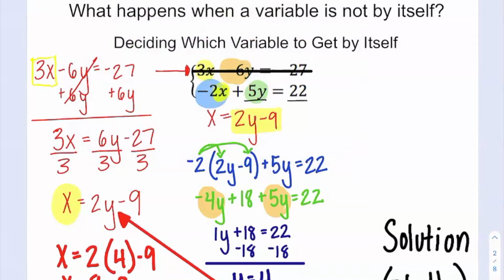So the first step that we had to do here was find the variable to get by itself. Once you do that, you follow the same steps that we did yesterday with your newly written equation that has the variable isolated. All right, let's look at another example.